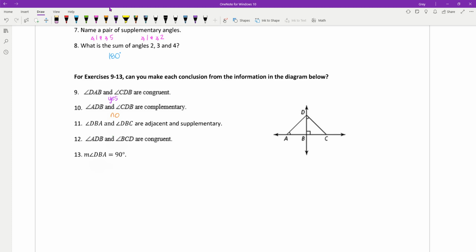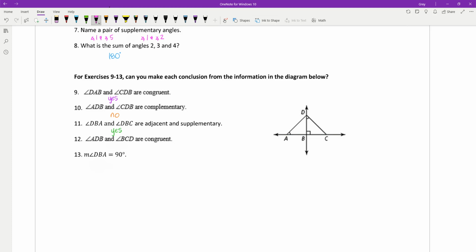Next, we have angle DBA. DBA is right here, and DBC is right here. They are adjacent and supplementary. And that is a yes, because their non-opposite sides make a line. So that means together this is 180, and you know this one right here is 90. So that means that one is 90.